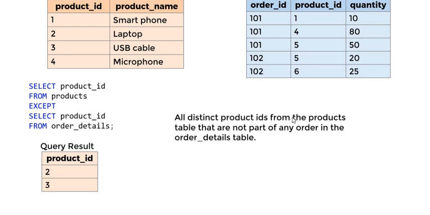Order details has products 1 and 4 present; 2 and 3 are not present. So here it is the first table minus the second table. If you subtract, 1 cancels with 1, 4 cancels with 4, and 2, 3 will be left. So it will give 2, 3 as the product ID results, right?